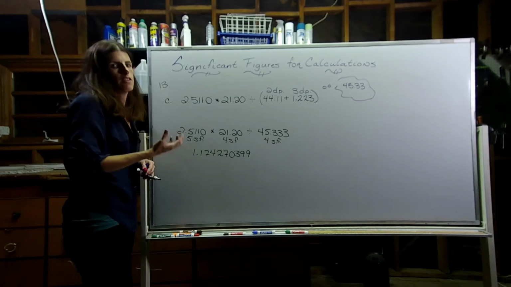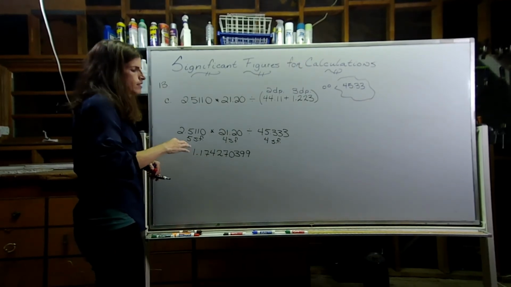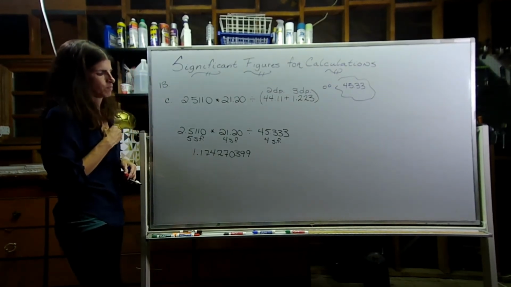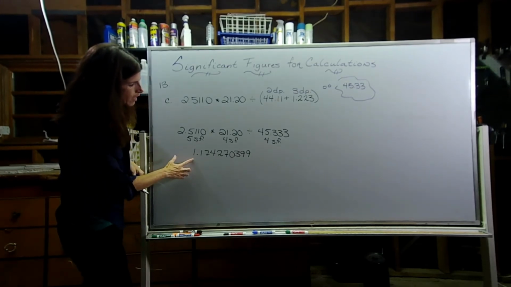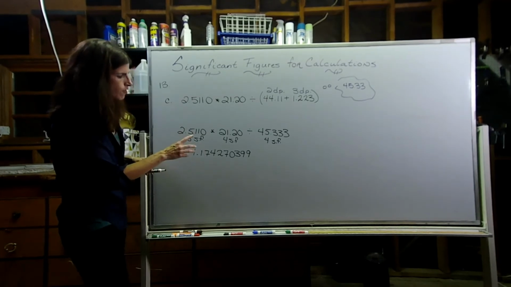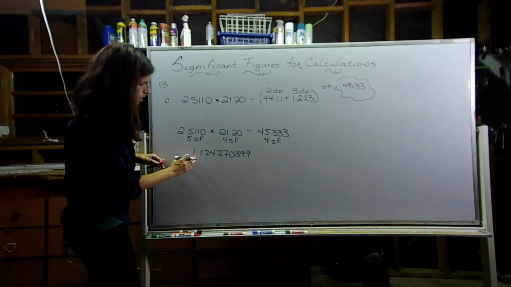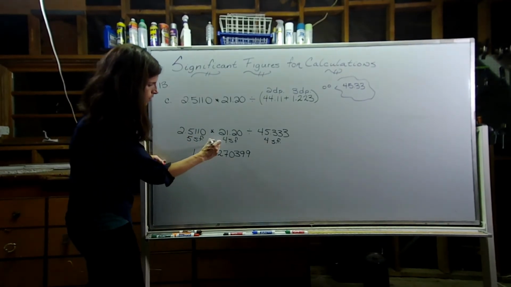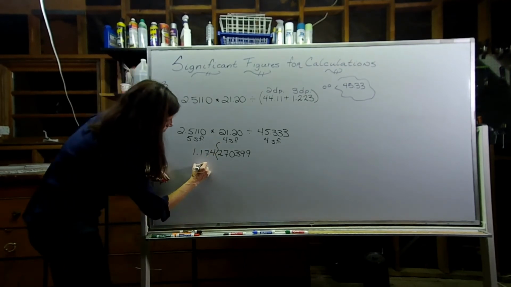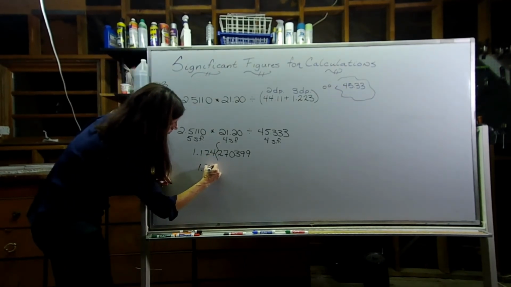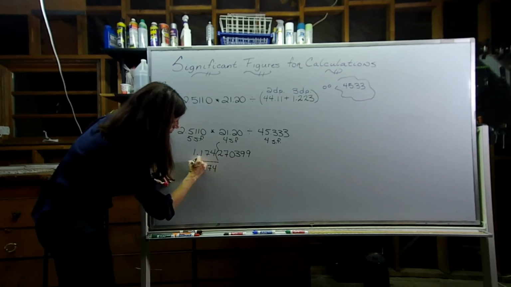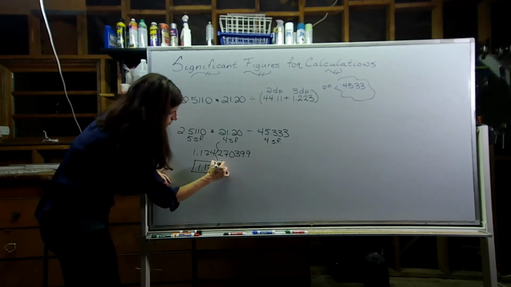And I'm going to apply the rule for multiplication and division, which says we go with the least number of sig figs. So the answer that I got was this long value here, but I have to cut it off after 4 sig figs. So I'm going to do 1.174. The 2 isn't going to make a difference. So my final answer is 1.174.